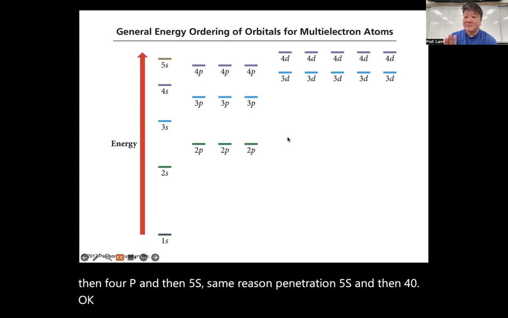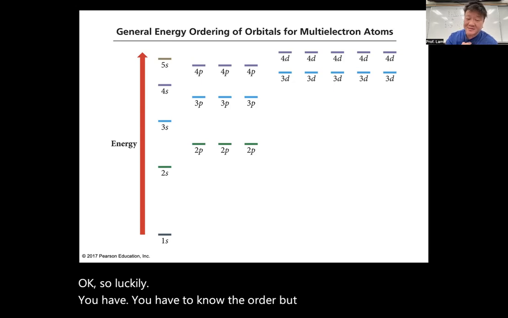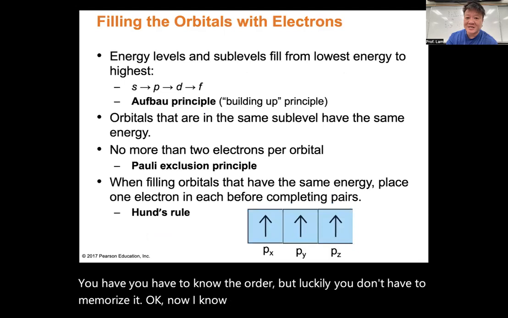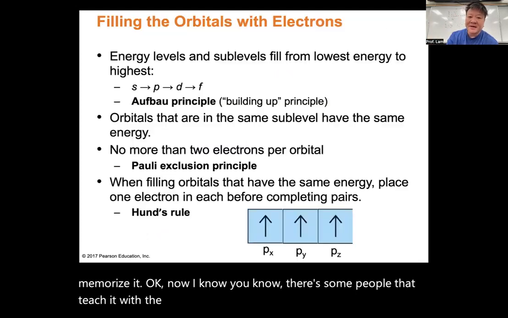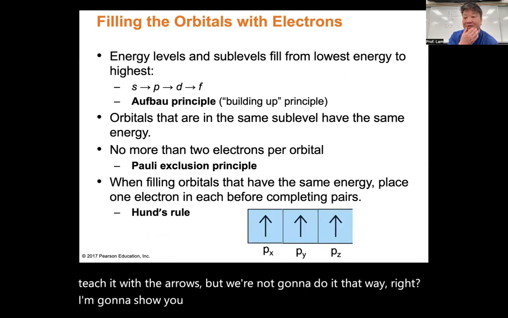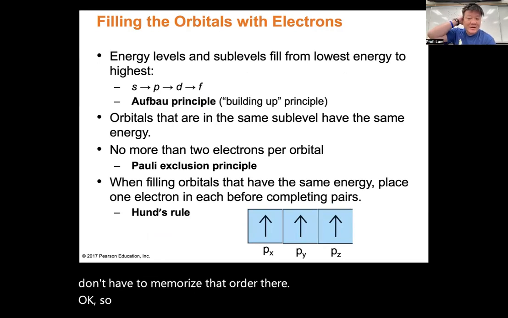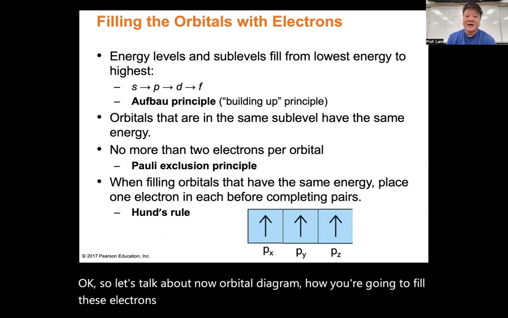So you have to know the order, but luckily you don't have to memorize it. Okay. Now I know there's some people that teach it with the arrows, but we're not going to do it that way, right? I'm going to show you guys how to use your periodic table so that you don't have to memorize that order. Okay, so let's talk about now orbital diagrams, how you're going to fill these electrons in, okay?